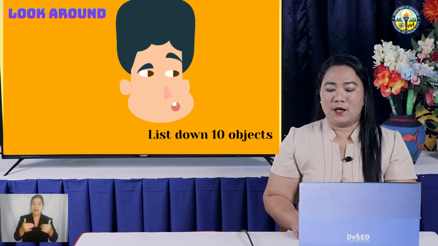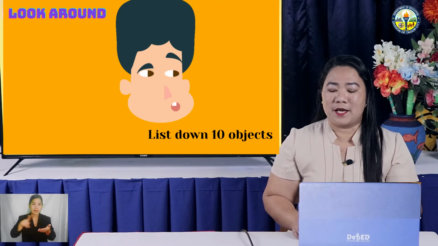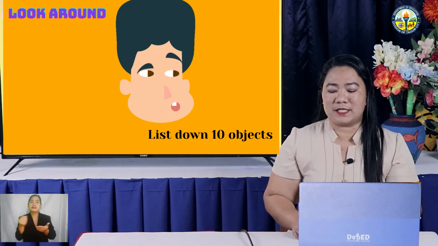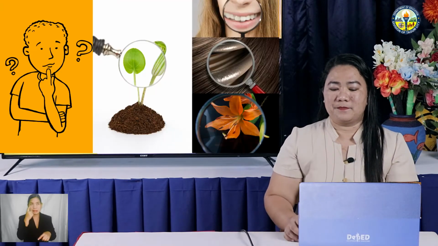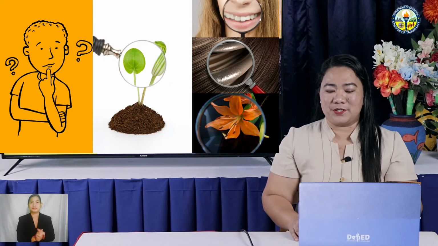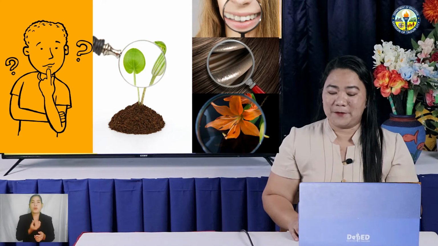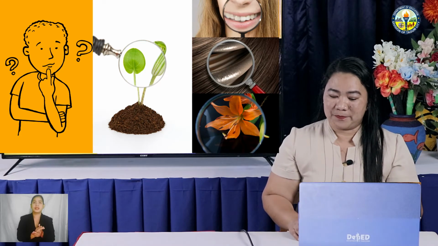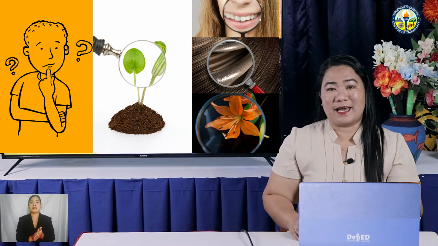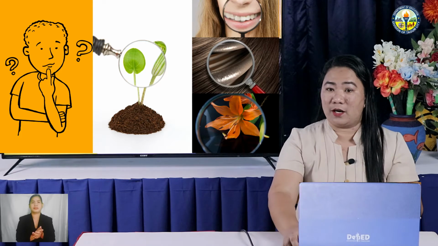This time, using your pen and paper, list down 10 objects that are too small to be clearly seen with your unaided eyes. Here are some examples of very small objects that are difficult to see with the naked eyes. The tip of the hair, a pollen grain, stomata in a leaf, the surface of the teeth, and etc. Have you ever wondered how they look in a larger view?